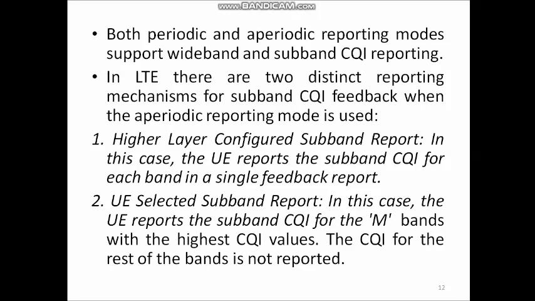In higher layer configured subband report, the user equipment reports the subband CQI for each band in a single feedback report, and the size of a band is specified by a higher layer message, and it depends on the system bandwidth. And in user equipment selected subband report, the user equipment reports the subband CQI for the M bands with the highest CQI values, and the CQI for the remaining bands is not reported. The value of M and the size of a band is given by higher layer message, and again it is dependent on the system bandwidth.